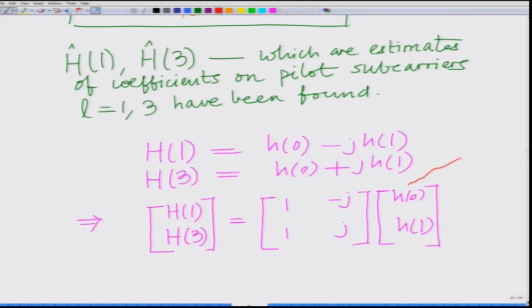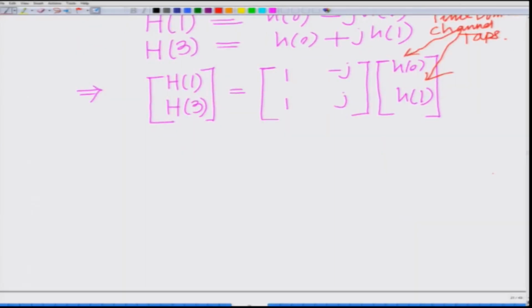So, what are these? Now, these are basically your time domain channel taps of the ISI channel, and these are of course the coefficients on the pilot subcarriers.